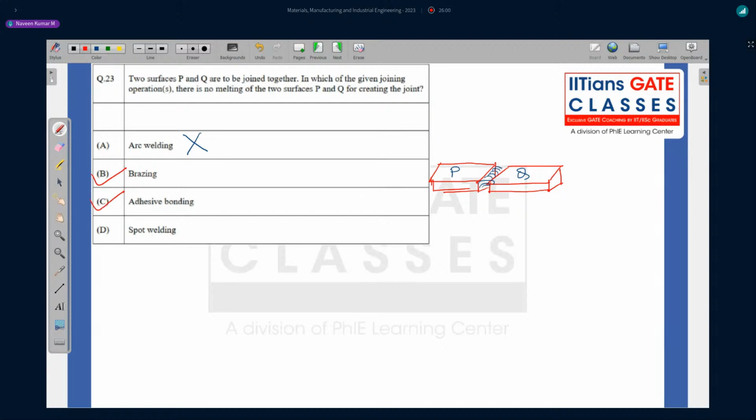Adhesive also is one of the options. Why? Because you're not melting anything. You are just putting some adhesive between the two joining mates, and then you're just sticking them together. That's it. You're getting the joint. Spot welding, obviously, you have to have melting. Why? Because if you have spot welding, you have plates like this. Remember, you have plates like this. At this junction, this is called your nugget, right? That nugget will be formed because of melting. Obviously, this will not be the answer. So I can say B and C will be the answer. Good. Next.